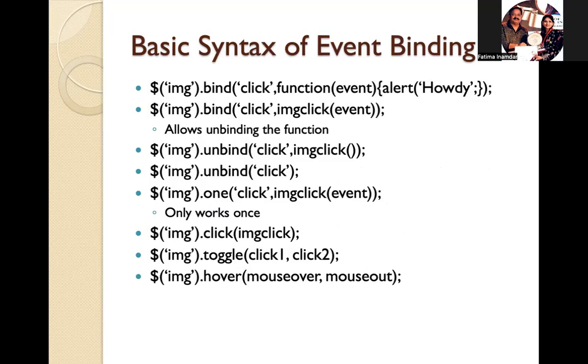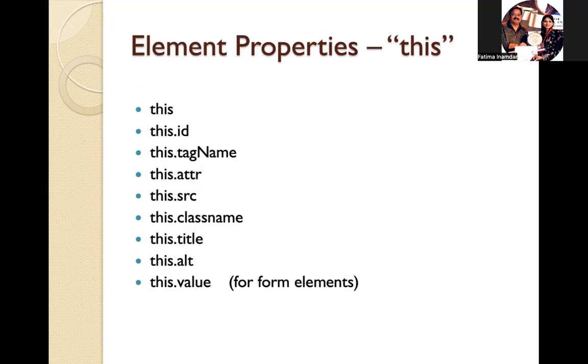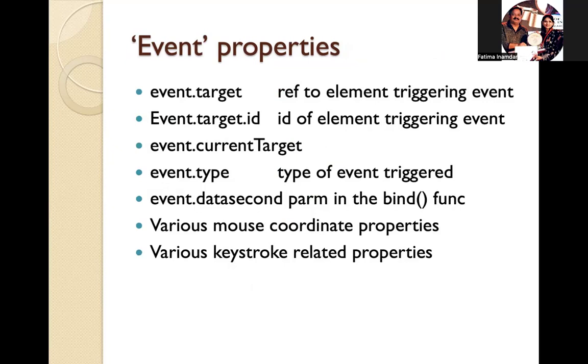So these are the basic syntax for event binding, where we have to use the bind method, which function we have to consider for which element that is to be passed to a particular method. So this is basically element properties we are using here for a particular ID, tag name, attribute, source or class name like that. Event properties we have to consider here, which is to be used to refer to the element triggering the event.